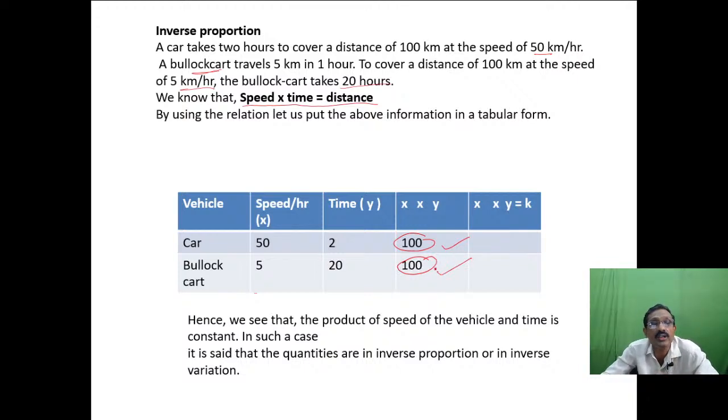Now, in such quantities where you get the product of the speed of the vehicle and the time constant, it is said to have inverse proportion or it is an inverse variation. Here, when one quantity increases, the other quantity decreases. So, such quantities are said to be in inverse proportion or in inverse variation.